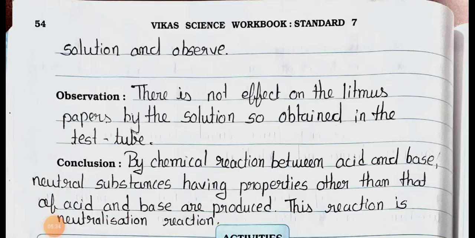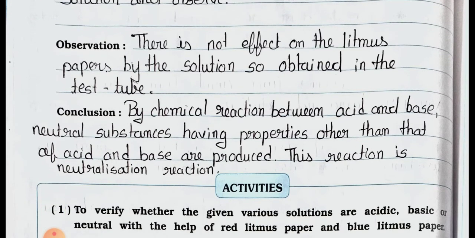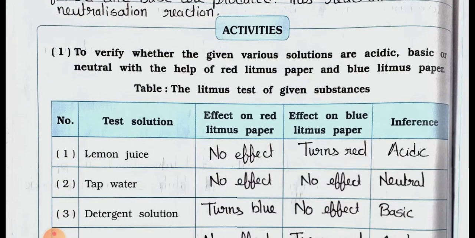Now see the observation. There is no effect on the litmus papers by the solution obtained in the test tube. Conclusion: by the chemical reaction between acid and base, a neutral substance having properties other than those of acids and bases is produced. This reaction is the neutralization reaction. There is no effect on the litmus papers, so this reaction is known as the neutralization reaction.